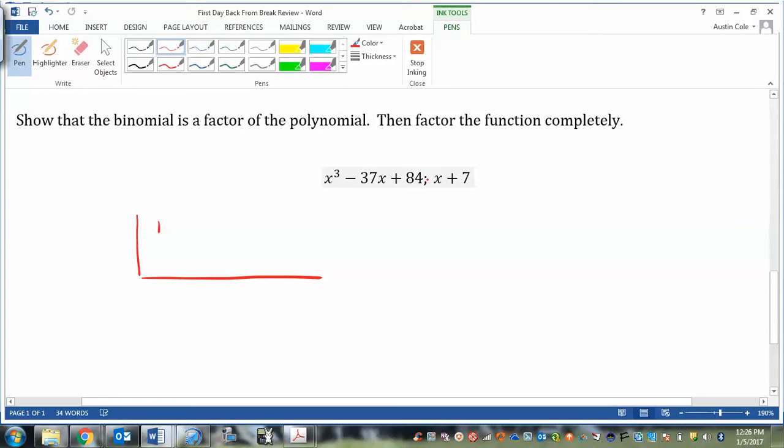So am I missing any zeros here? Yes, I am. Am I missing any terms? I am. I'm missing an x squared. So 1, 0, negative 37, 84.